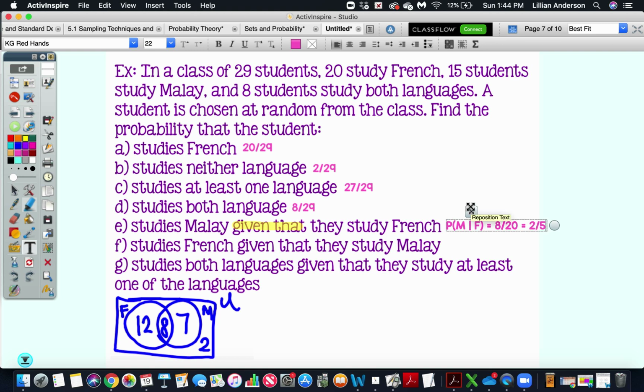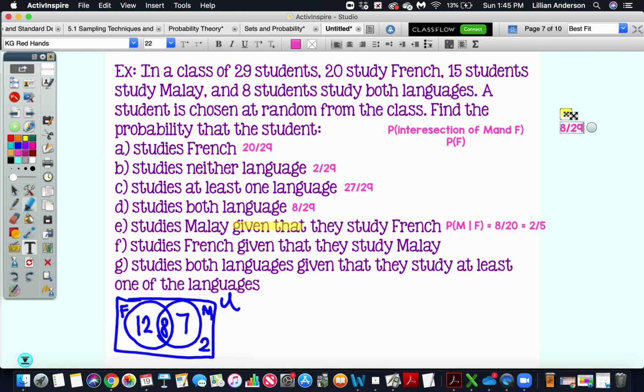Okay. Now, if you notice, I'm not fully using the formula because the formula says the probability of the intersection divided by the probability of the condition. So if I wanted to do this properly, then I want to do the probability of the intersection of M and F, and then divide it by the probability of F. I'm just showing you this real quick so you guys can see essentially with the formula what it would look like. The probability of the intersection of M and F, well, that's going to be 8 over 29.